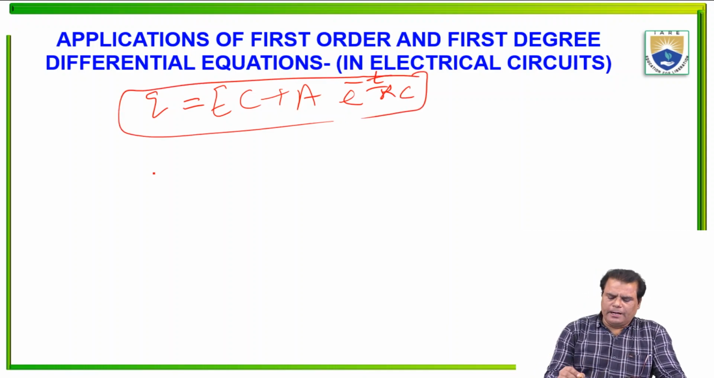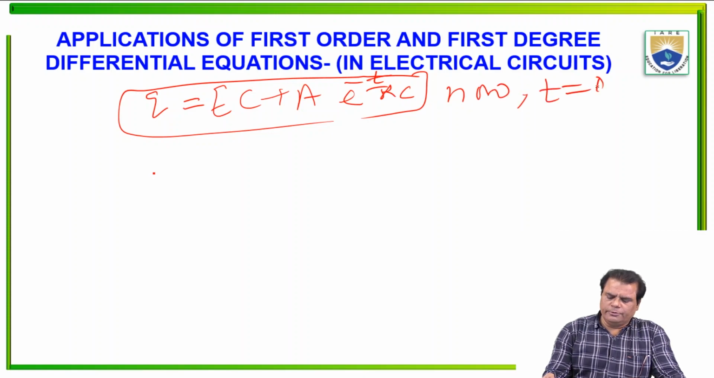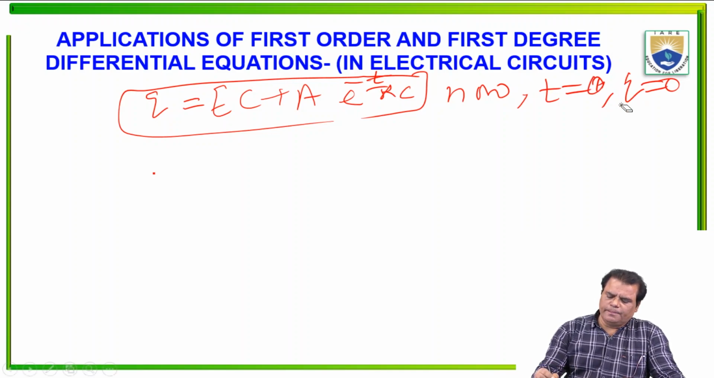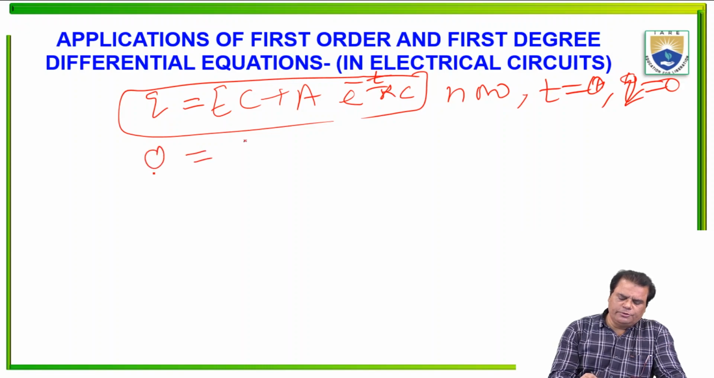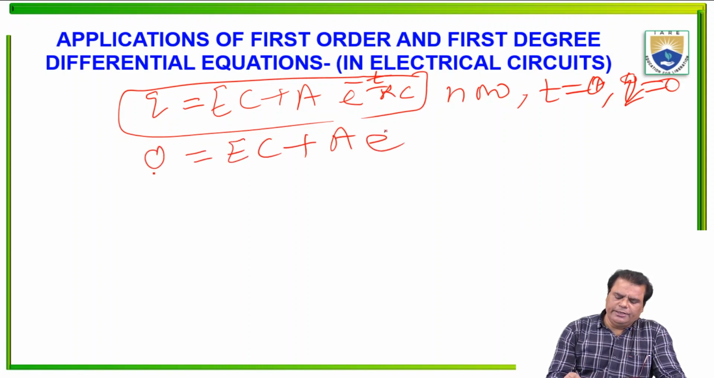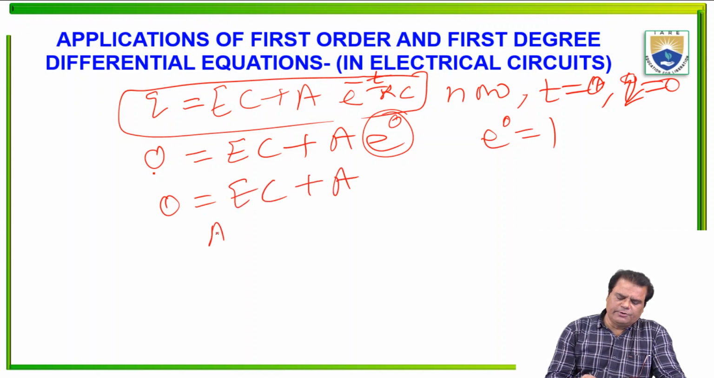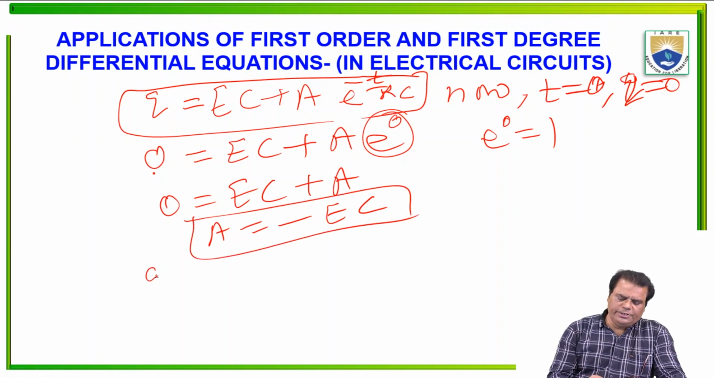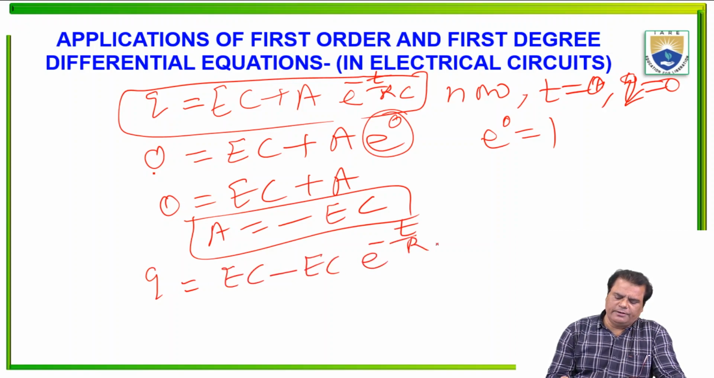This is the solution. Now when t is 0, then q is 0. Then we find the value of A. So q is 0: EC plus A e to the power 0, and e to the power 0 is 1. So 0 equals EC plus A, so A equals minus EC. After putting this value here, q is equal to EC minus EC e to the power minus t upon RC. So EC is common: EC times 1 minus e to the power minus t upon RC.